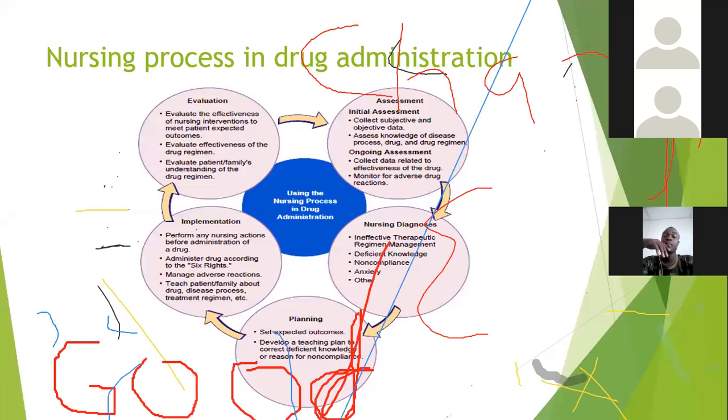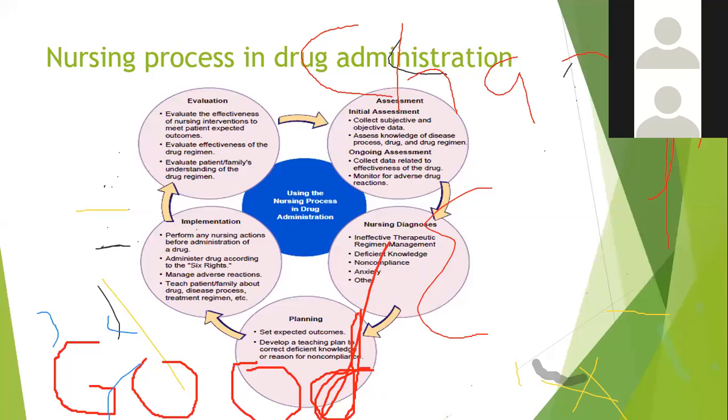Then you now move to nursing diagnosis. I hope you know that nursing diagnosis is different from medical diagnosis. Nursing diagnosis involves description of the patient's problem and their probable or actual related causes, which should be based on subjective or objective data. The most common nursing diagnoses in drug administration include ineffective therapeutic regimen, deficient knowledge, non-compliance, anxiety, and many others. But your nursing diagnosis is not complete if you don't relate it to a cause.